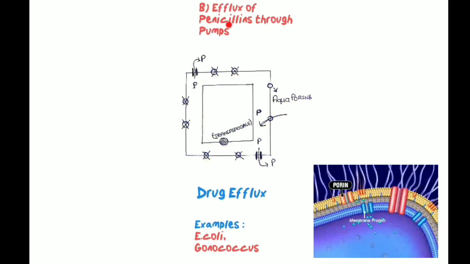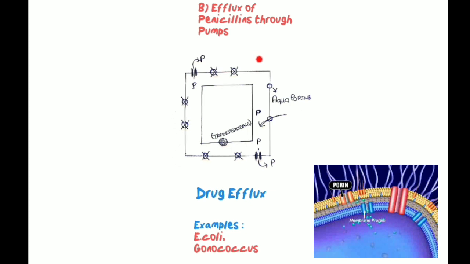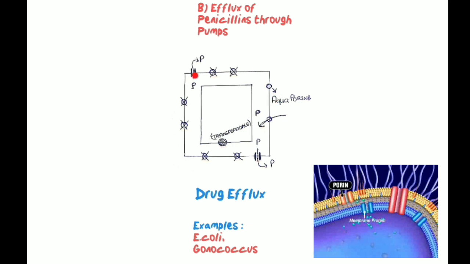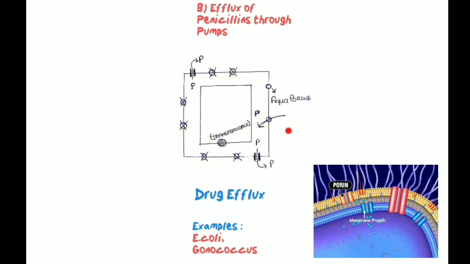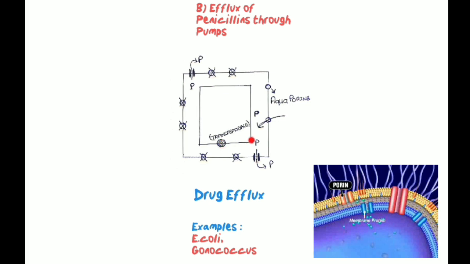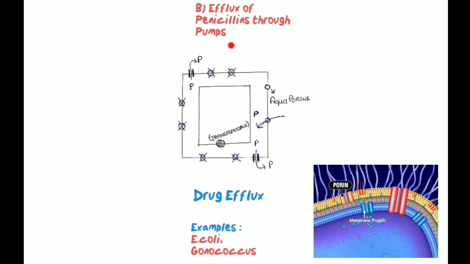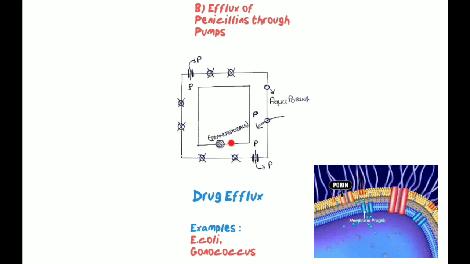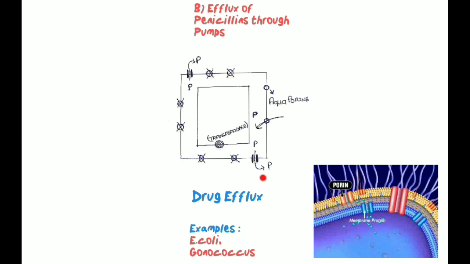So the second mechanism is efflux of penicillins through pumps. This is also seen in gram-negative organisms. These gram-negative organisms can produce pumps called efflux pumps. You can see it here. What these pumps do is, once the penicillin enters into the cell through aquaporins, before it goes and binds to the transpeptidases, these pumps will pull out the penicillin and efflux it outside the cell wall, so that penicillins cannot go and bind to the transpeptidases and bring out its action. So the action is lost. This is one of the important mechanisms seen in gram-negative organisms.